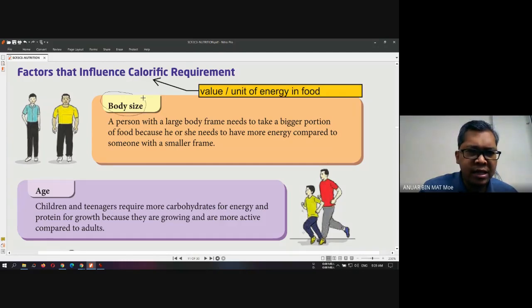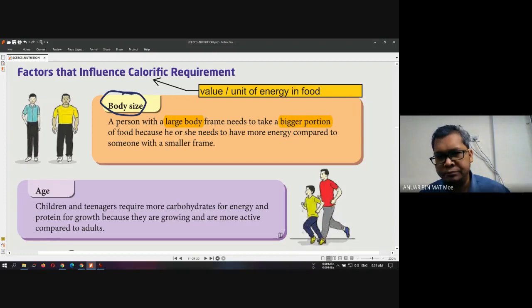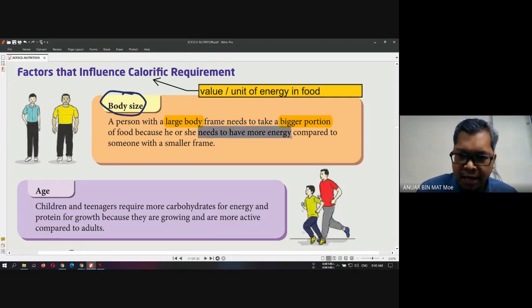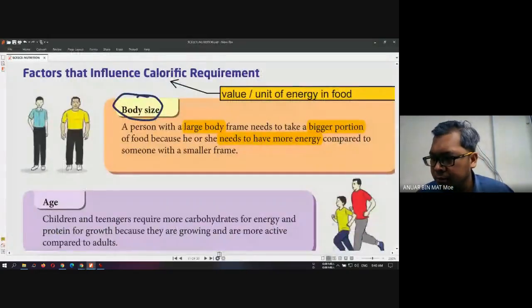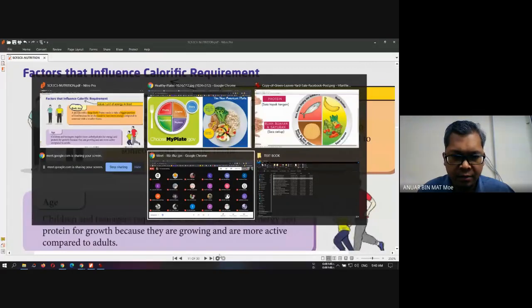Number one is body size. I will go very quick on this one. You can read it for yourself after this. Between a small person and a big person, which one needs to take more food? Large body, bigger portion. Okay? Can you understand this? Why? Because more energy. She or he needs more energy. Is that okay? Can you understand the first factor? Hello? Can you hear me? Okay, right.